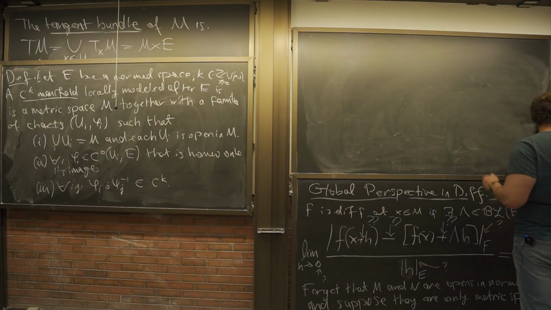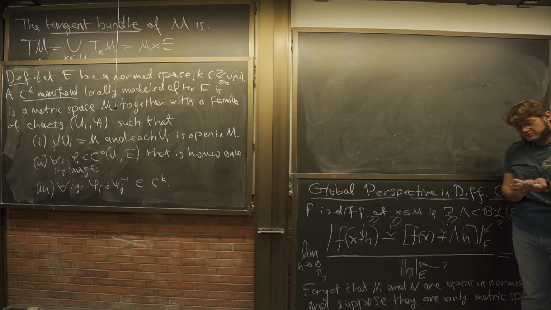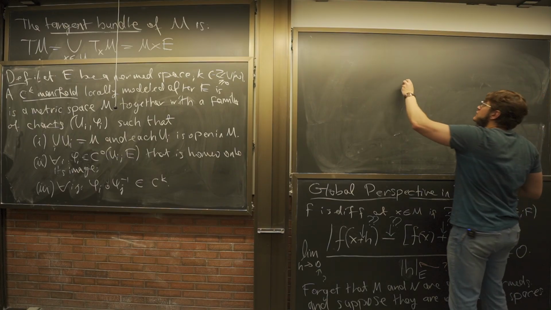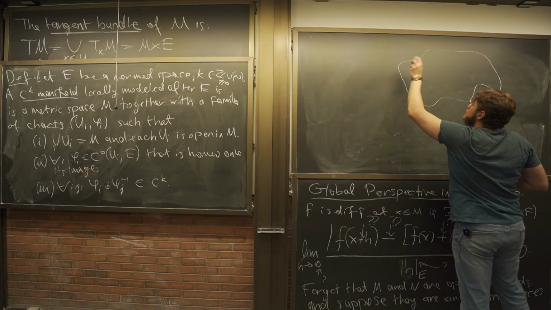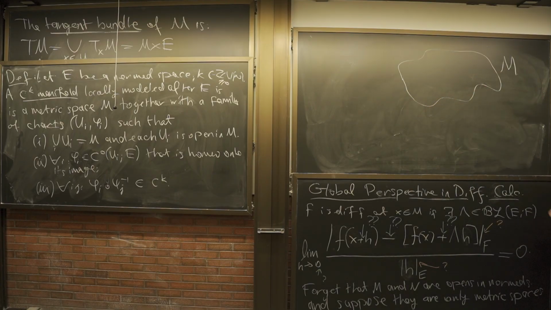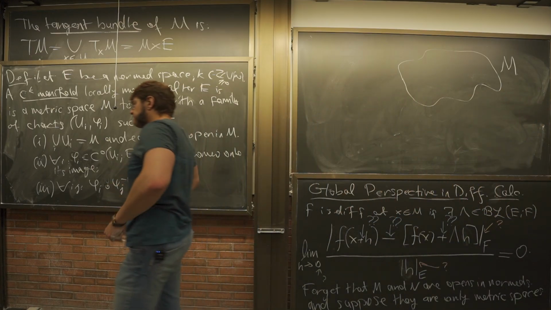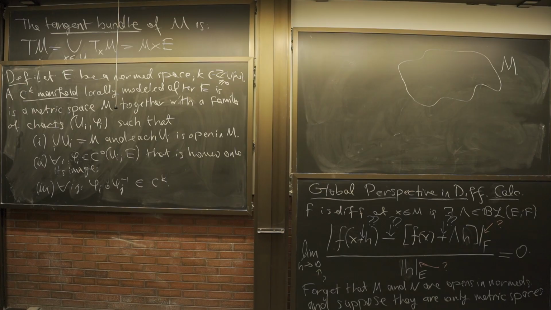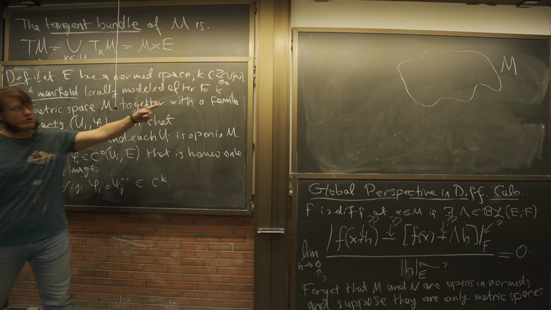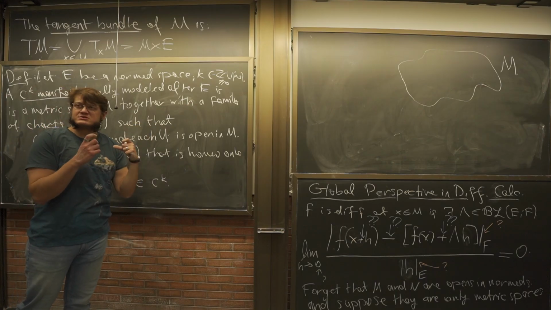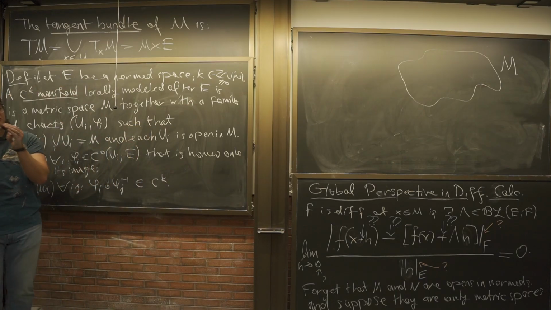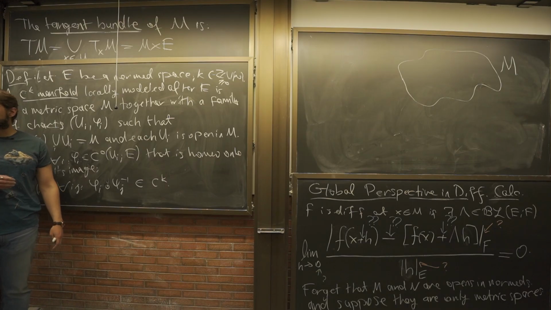So now my M is the blob. It's not inside a larger space necessarily. Perhaps a better way to think about it is that it's an object that you can see only locally. It's almost like there's fog of war. So you cannot see the whole thing. You can only see small patches. Whenever you look at a small patch of it, you see an open subset of a norm space.